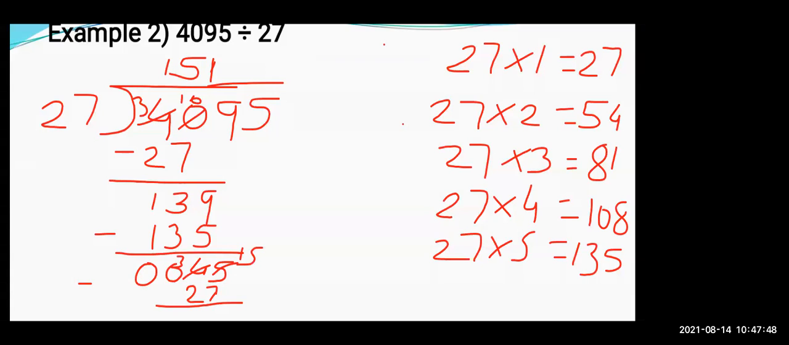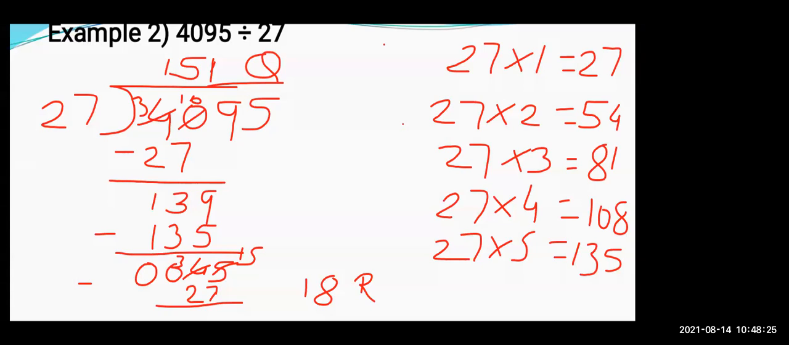Now 15 minus 7. How much remains? Very good. 8 will remain. And 3 minus 2, 1 will remain. So here, what is the quotient? That is 151. And what is the remainder? That is 18. Dividend is 4095 and divisor is 27.